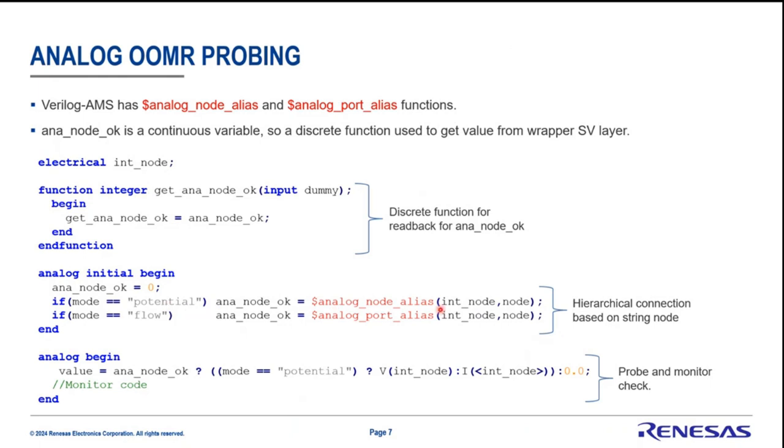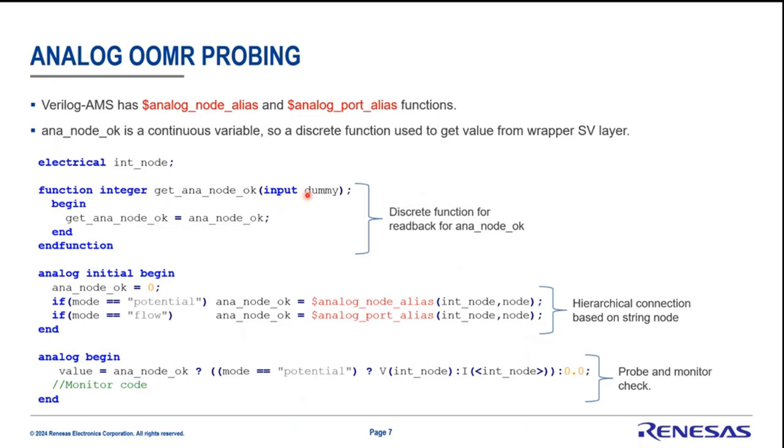So if we're doing potential, what this analog node alias basically does is put a 0 volt voltage source between this net and the one referred to by the string. Similarly, an analog port alias will put a current controlled current source on that port there, and bring it into here. Then this is the function that would be called.